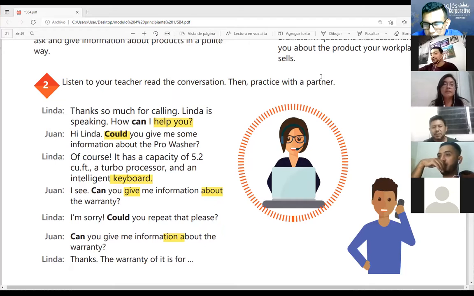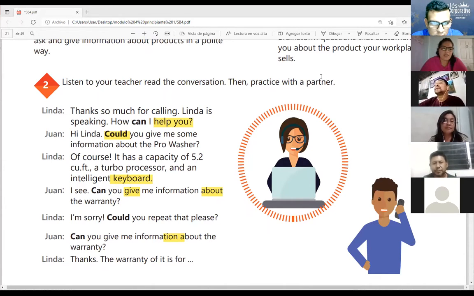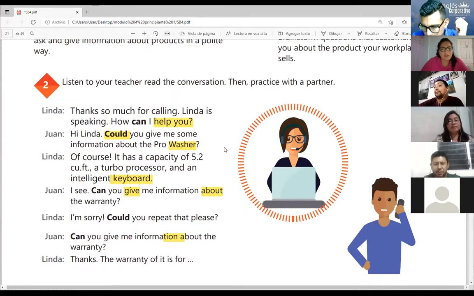Okay. Linda, va, dele. Thank you so much for calling. Linda is speak. How can I help you? Hi, Linda. Could you give me some information about touch pro washer? Of course. It has a capacity of 5.2 cubic feet, a turbo processor, and intelligent keyboard. I see. Can you give me information about the warranty? I'm sorry. Could you repeat that, please? Can you give me information about warranty? Thank you. The warranty is 6 months. Thank you very much. Fine. Thank you. Thank you very much.